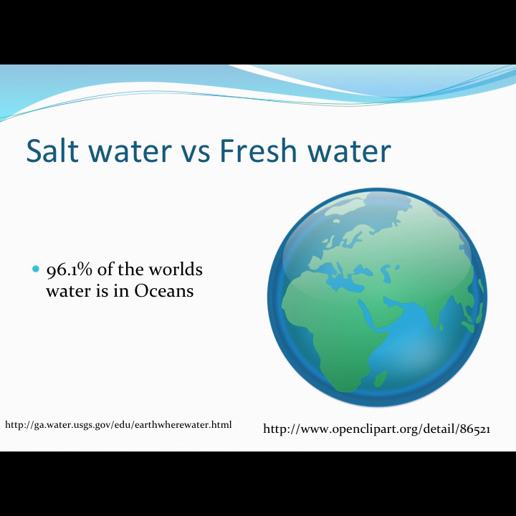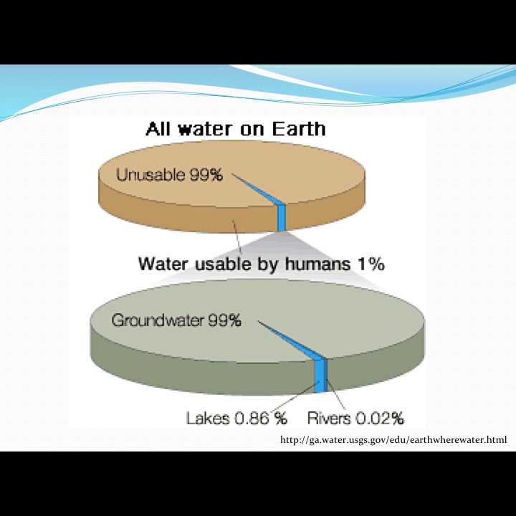Out of all the water on the planet, 96.1% of it is from oceans and might be unusable because of the salt content. We have to take care of the water, especially when we can only use 1% of the water on the planet. We can see that in the graph here.